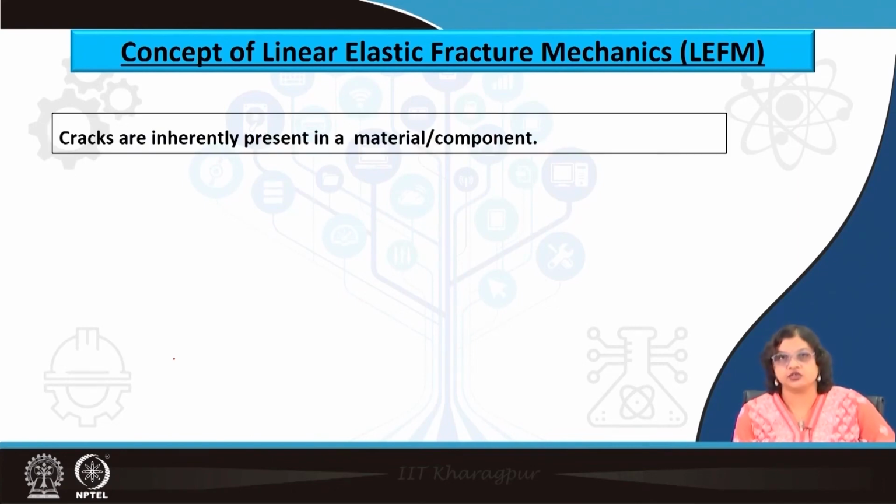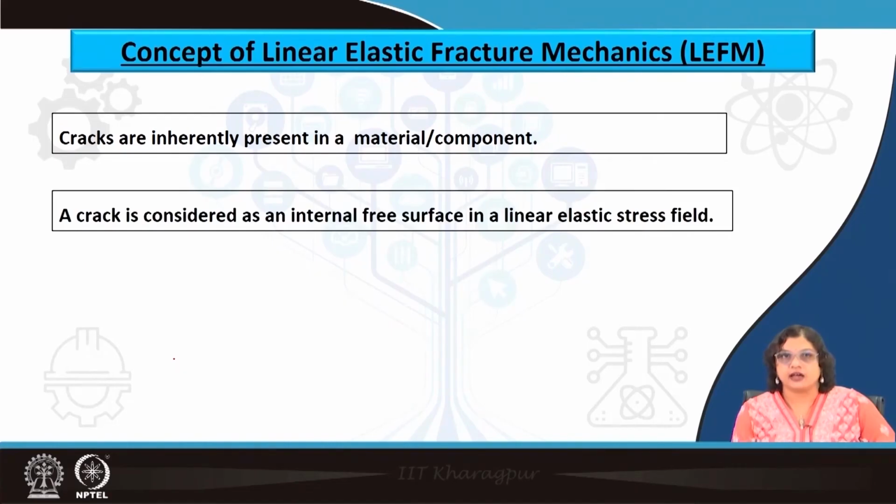First of all, it is assumed that cracks are inherently present in a material or a component. Okay, it could be any form of defect that can lead to fracture, and we should base all the calculations on this assumption that a crack is present in the material. Now, what is a crack? A crack is nothing but an internal free surface. So, this is a free surface formed by the breakage of bonds, and it is present in a linear elastic stress field. So, whatever stress we apply is converted to strain as per the very basic linear elastic model, so that we can use this for the calculations.